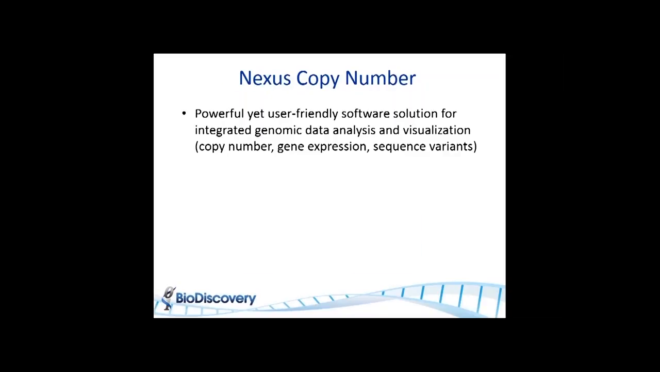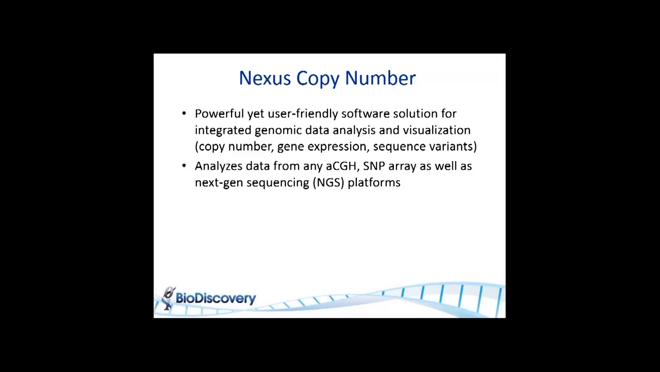So Nexus Copy Number is a powerful yet user-friendly software for integrated genomic data analysis and visualization. It allows you to integrate data from different modalities such as copy number, gene expression, and sequence variants. So you can view all that data together and garner more knowledge from it. It handles many different platforms, aCGH, SNP array, as well as next-gen sequencing data. And it was designed for researchers and scientists, so there's no informatics knowledge required to use the software.